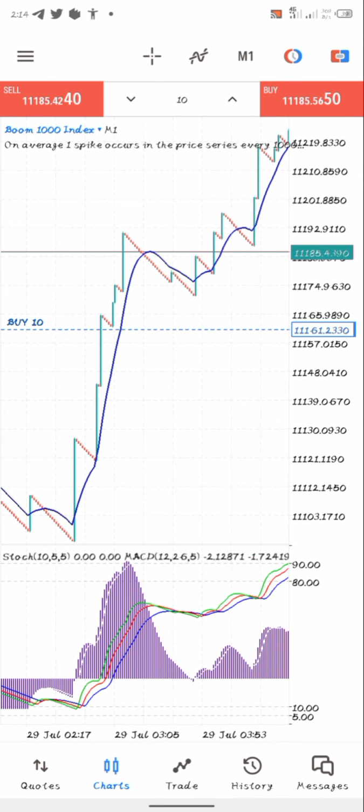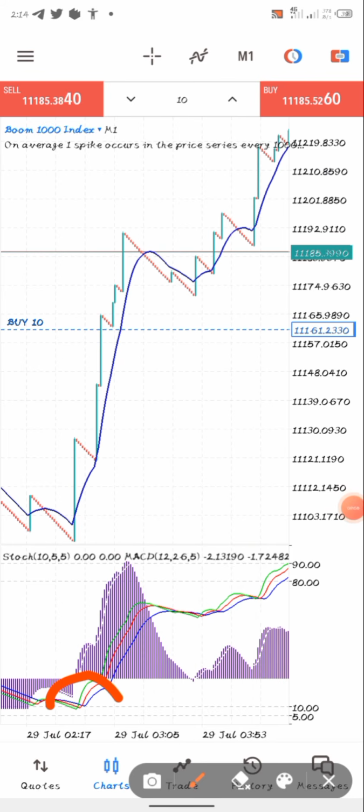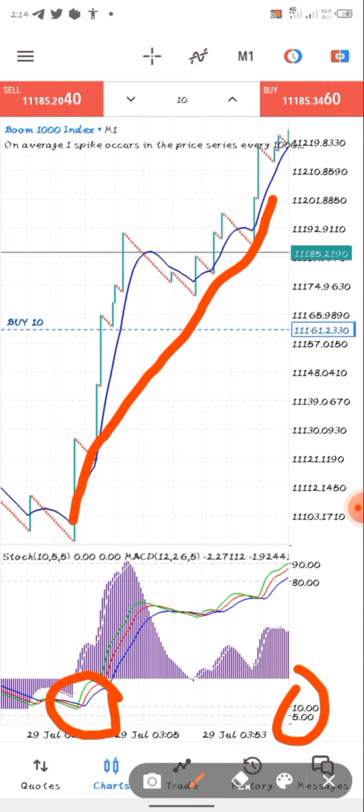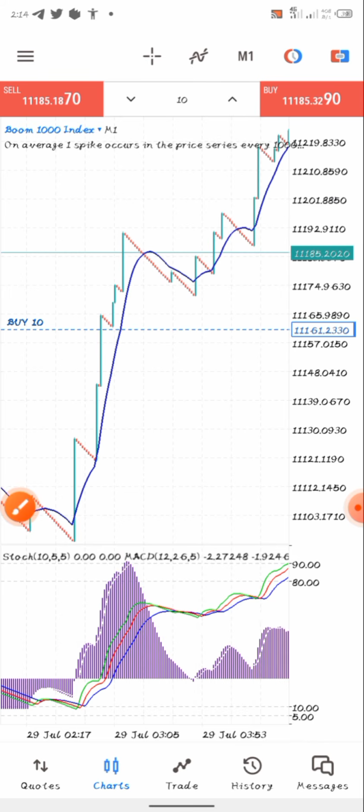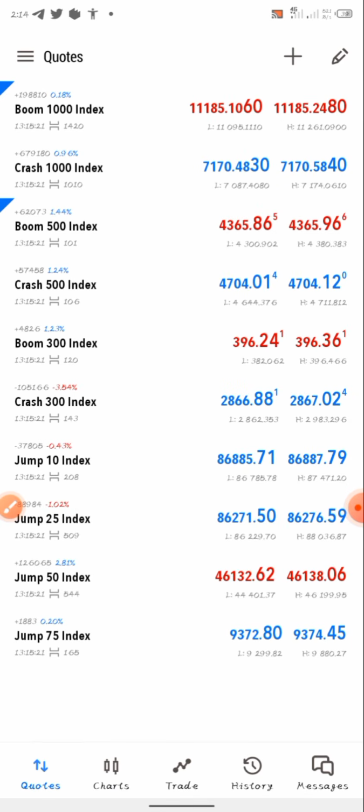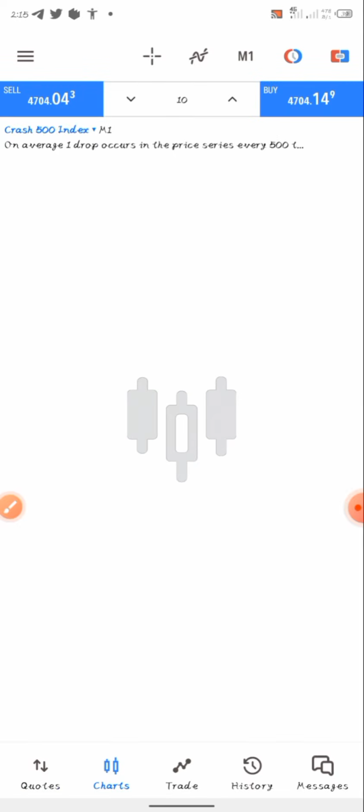So you can see something right here as well. You can see the alligator touching the 10 or 5 levels of the stochastic oscillator, and you can see the MACD almost touch the stochastic oscillator 10 to 5 levels, and you can see what the market does, spiking to the top side. That's how you guys can make use of the strategy on Boom. So let me show you guys how you can use it on Crash indices, so it will be a lot easier for you guys.